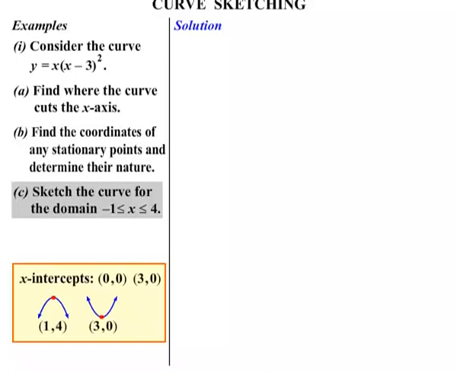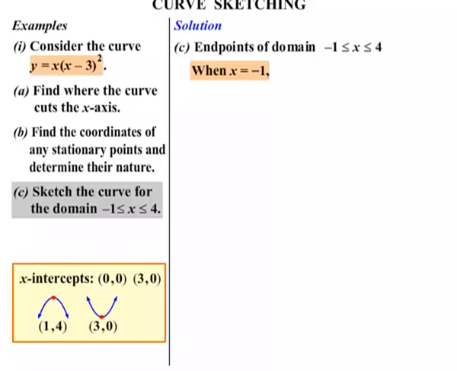Now we need to sketch the curve. So we are going to consider what's known as the endpoints of the domain, because we are interested in the x values between -1 and 4, inclusive. So we're actually including the -1 and the 4. So let's start with when x equals -1. We substitute that into the original equation. We end up getting that y equals -16. So that means we've got the point (-1, -16).